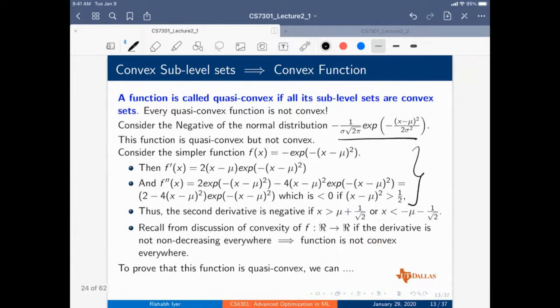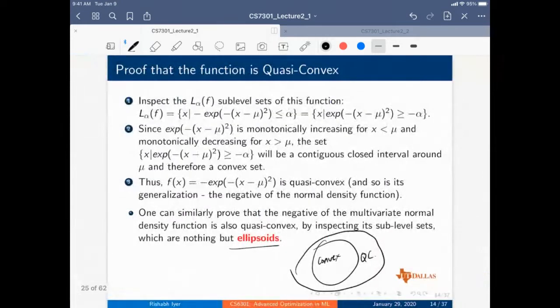Exactly, right? This is the definition of a quasi-convex function. A function is called quasi-convex if all its sublevel sets are convex sets. As we proved in the last slide, for a convex function all its sublevel sets are convex sets. So a convex function is also quasi-convex, but the converse doesn't hold. Quasi-convex functions need not be convex, and an example of this is the normal distribution function. So quasi-convex functions are a strictly larger class compared to convex functions.